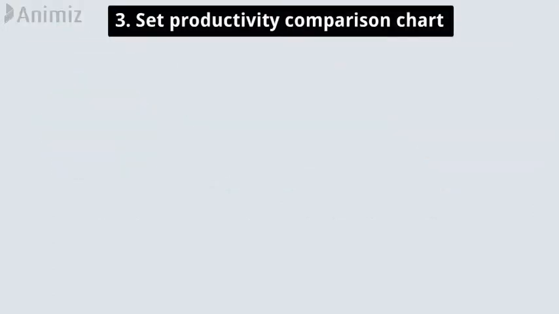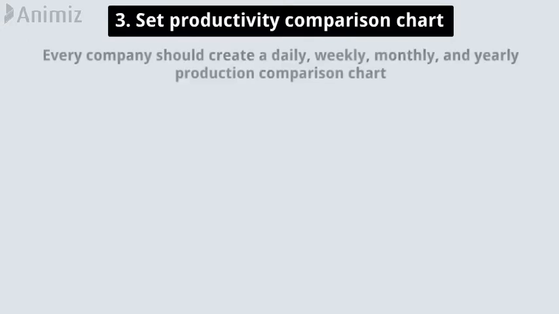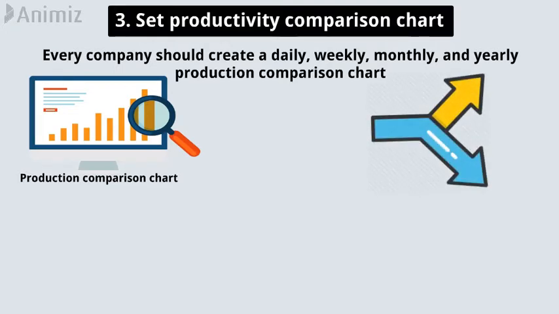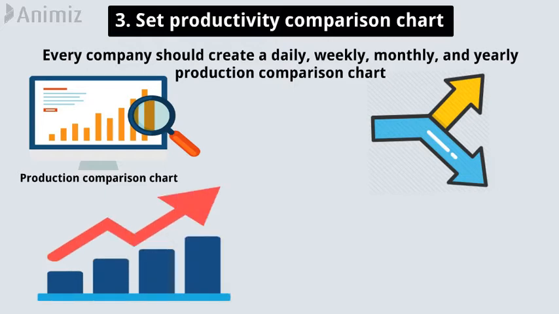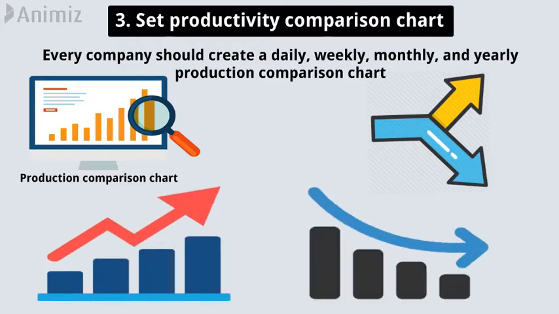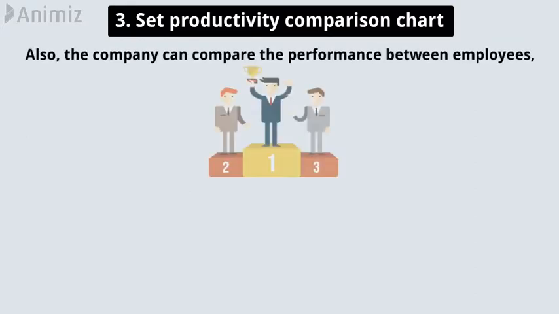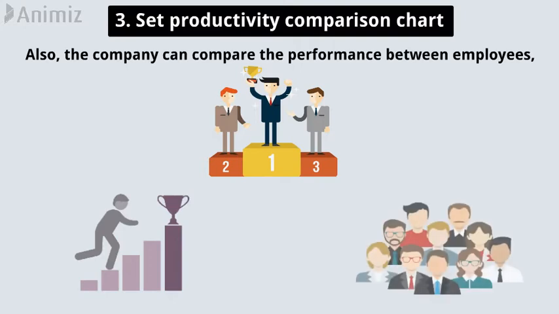3. Set productivity comparison chart. Every company should create a daily, weekly, monthly, and yearly production comparison chart, to always be aware of which direction the company is going. Here the direction in the sense, productivity is increasing or decreasing compared to previous data. Also, the company can compare the performance between employees, it keeps them motivated to work more efficiently than others.